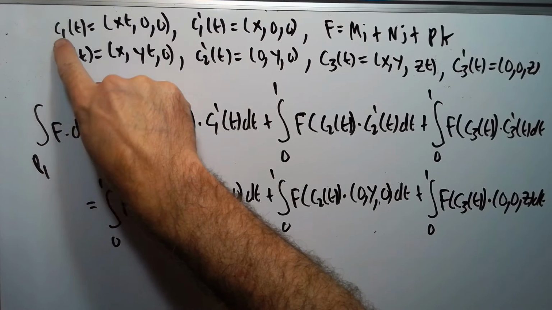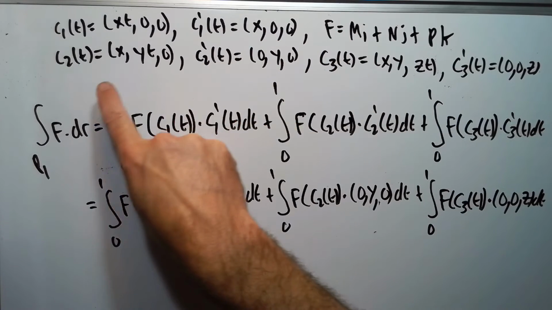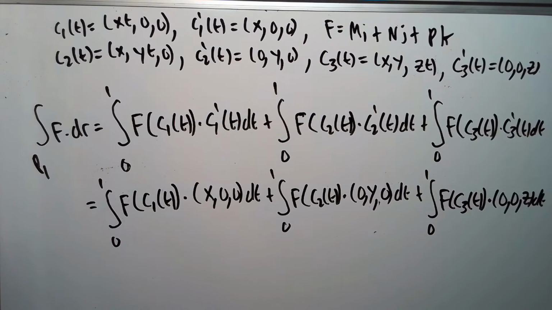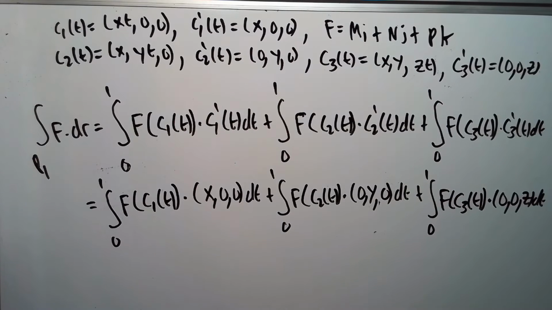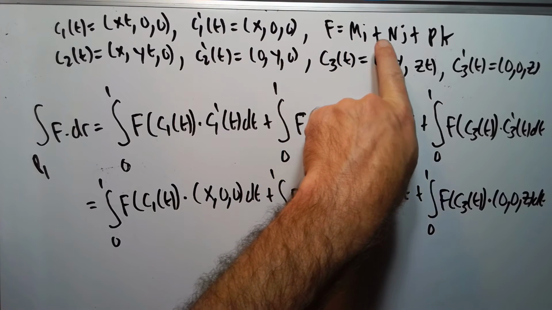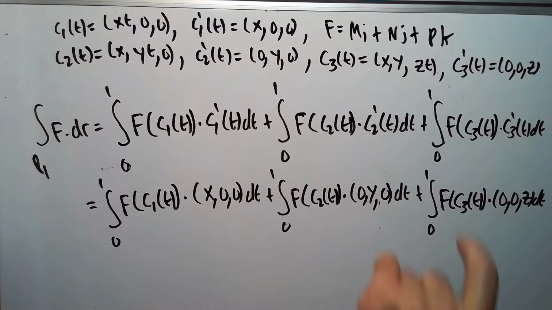Okay, so I wrote my C1, C1 prime, C2, C2 prime, C3, C3 prime. So we're going to do the line integral over our path 1. So it'll be the line integral over C1, over C2, over C3. But up here, our C1 prime is x, 0, 0. Our C2 prime is 0, y, 0. And our C3 prime is 0, 0, z. So it's going to pick up the i component of f.